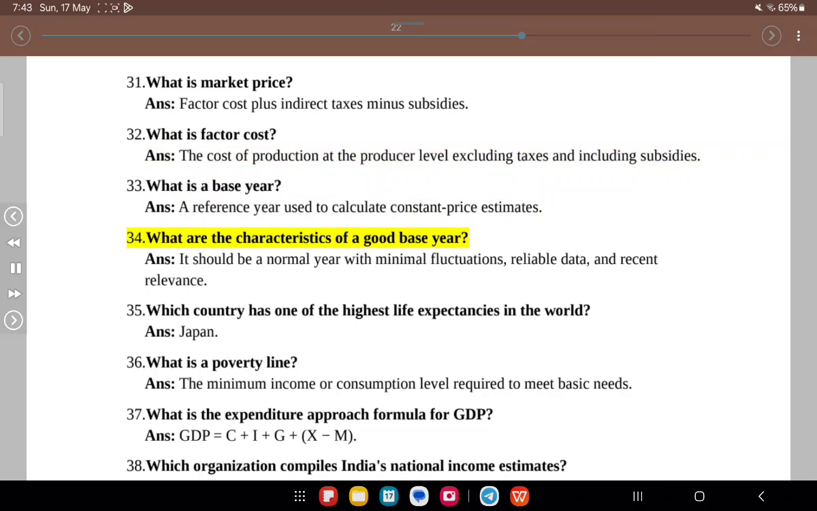34. What are the characteristics of a good base year? Ans. It should be a normal year with minimal fluctuations, reliable data, and recent relevance. 35. Which country has one of the highest life expectancies in the world? Ans. Japan. 36. What is a poverty line? Ans. The minimum income or consumption level required to meet basic needs. 37. What is the expenditure approach formula for GDP? Ans. GDP equals C plus I plus G plus X minus M.